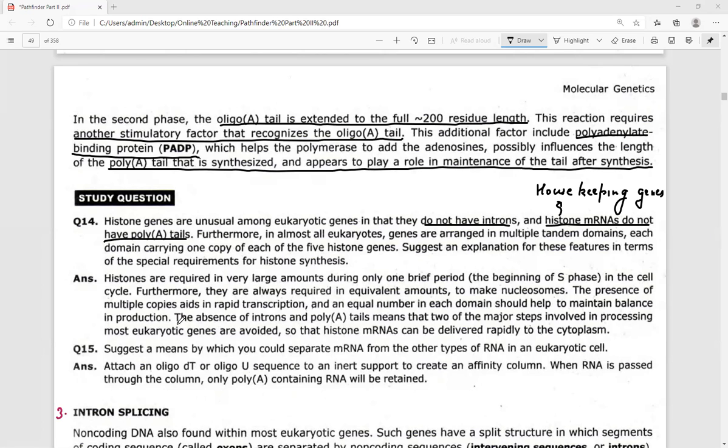The absence of introns and poly A tail means that two of the major steps involved in the processing of most eukaryotic genes are avoided, so that histone mRNA can be delivered rapidly to the cytoplasm. The histone mRNA can be produced much more effectively, and as soon as it is produced, it could be effectively delivered into the cytosol, where translation can take place into a protein molecule. Next question.